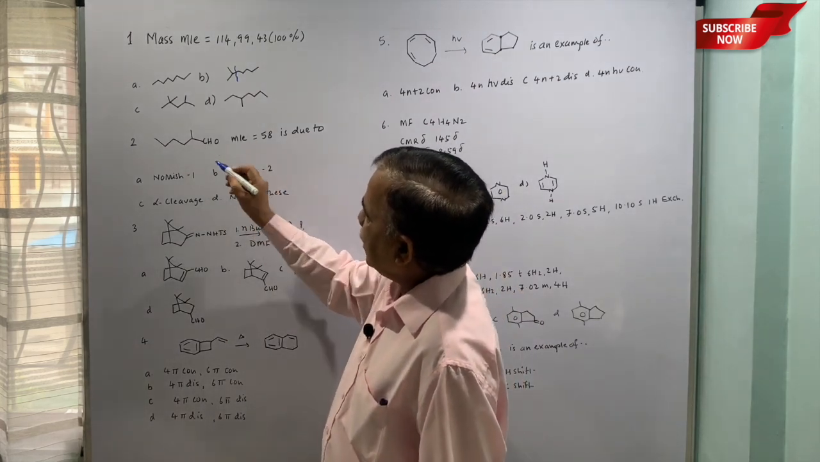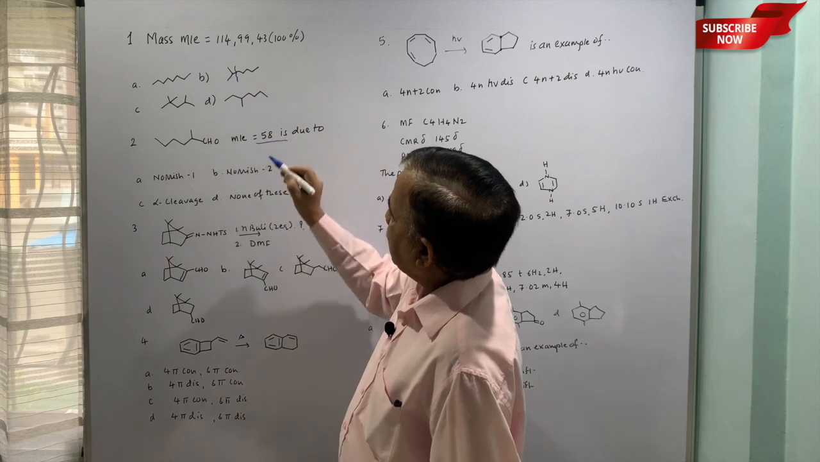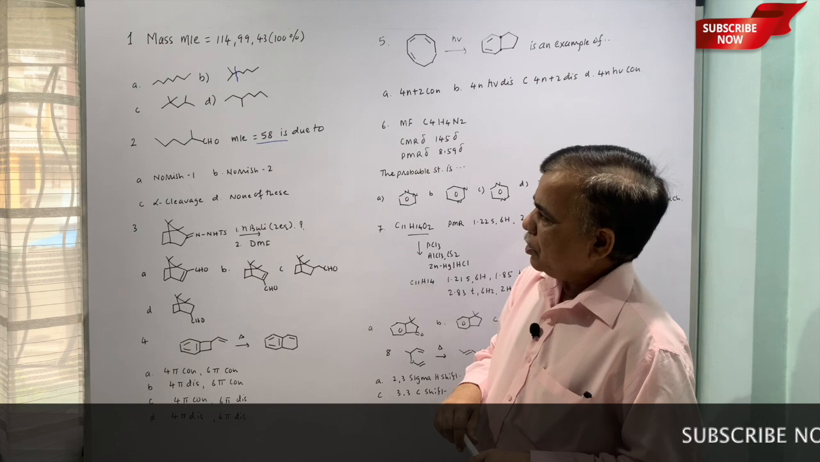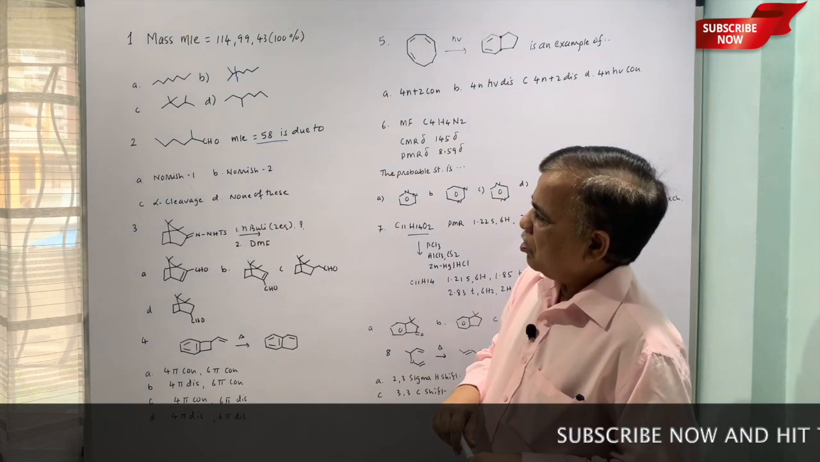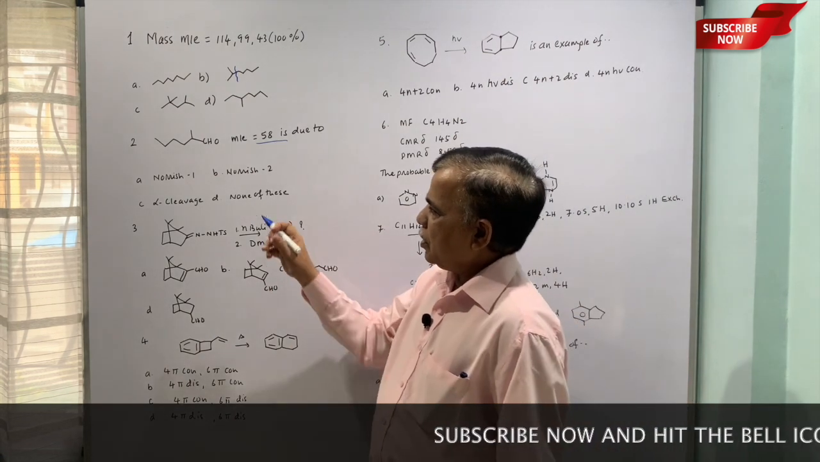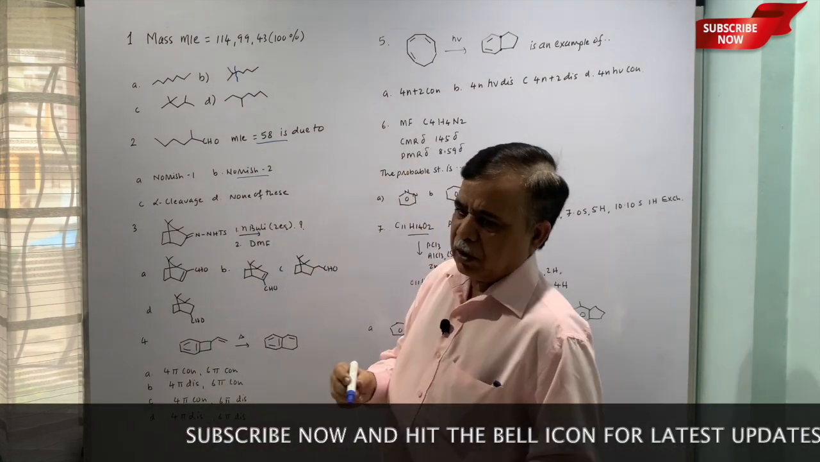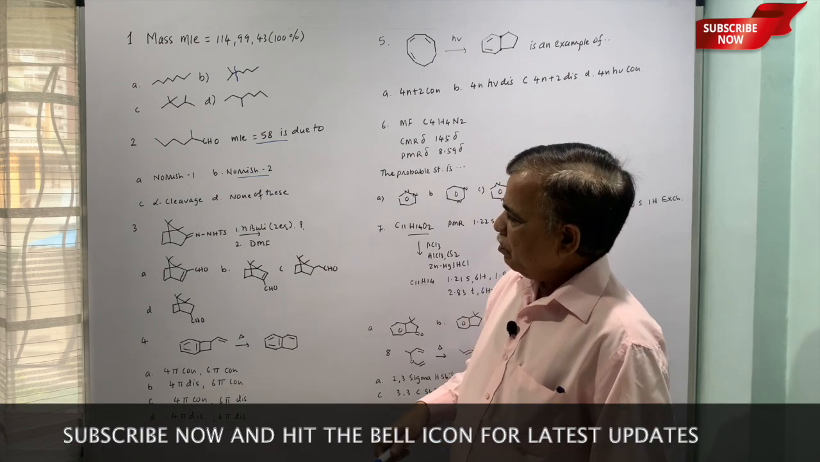Now this aldehyde can give m/e 58, which is due to Norrish 1, Norrish 2, alpha cleavage, and none of these. So E1 to E1 is McLafferty or Norrish type 2 cleavage.